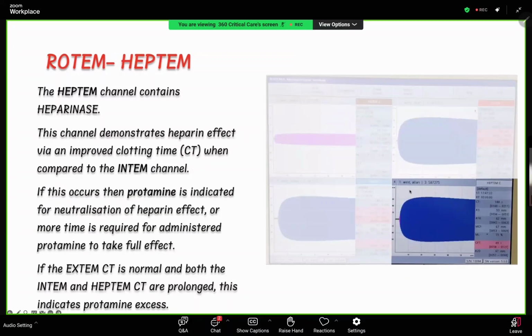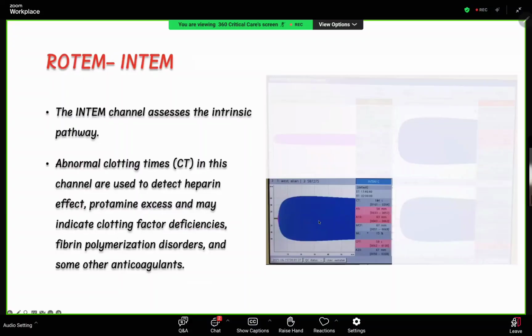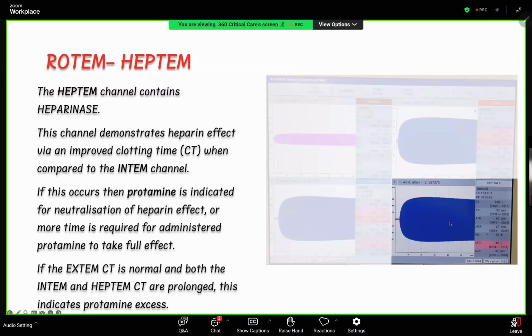The last channel is the HepTem. As I said earlier, in HepTem we neutralize the heparin. So whatever effect of heparin is totally taken care of, and whatever you see is because of things other than heparin. Okay. So suppose somebody is on heparin, then in the InTem channel the clotting time will be very prolonged because of heparin effect. But that effect will be corrected in HepTem, because you have neutralized the heparin. You have totally discarded the heparin effect. So whatever is there in HepTem is not because of heparin.